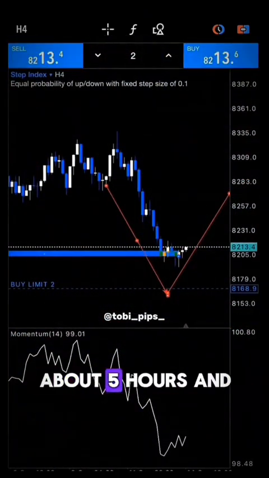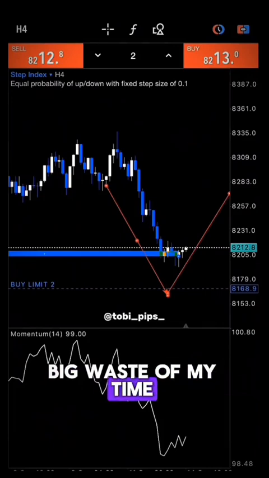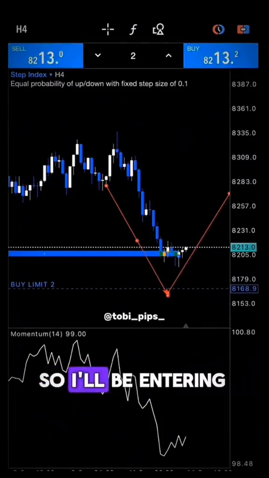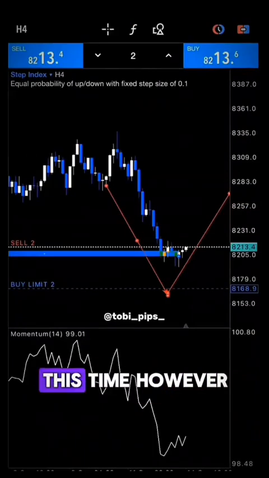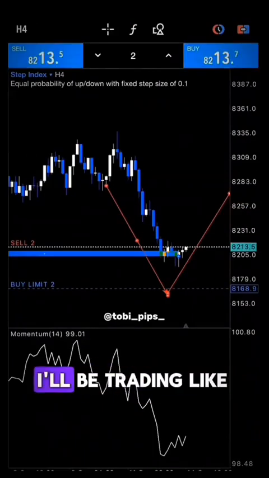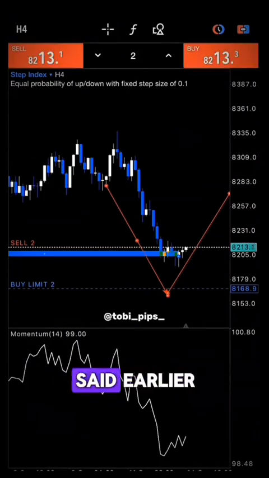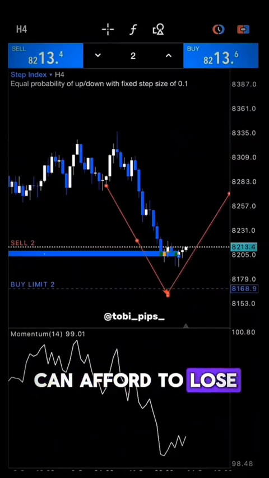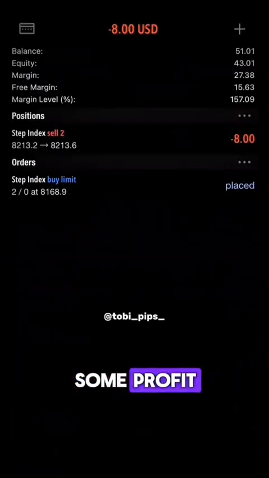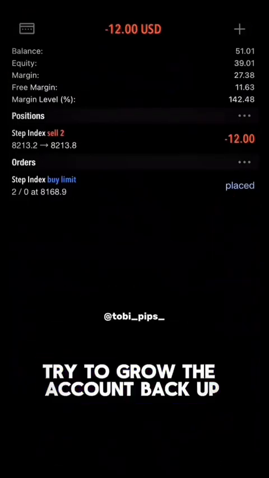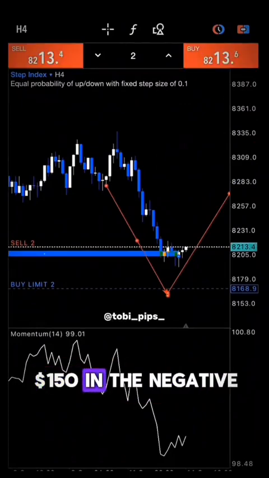So I'll be here for about 5 hours and price went up to hit the stop loss. Yeah, it's been a big waste of my time, but that's how trading works. So I'll be entering for short positions again because I think the market will move downwards. This time, however, I won't be setting a stop loss. I'll be trading like a madman. I may end up losing everything, but then, as I said earlier, I'm trading what I can afford to lose. So even if I lose this amount, I'll just try again later. As soon as there's some profit, I'll exit the trade and try to grow the account back up, because right now we're $150 in the negative.